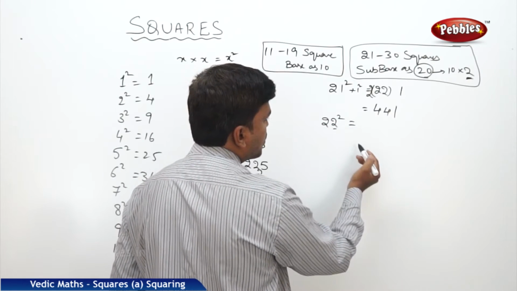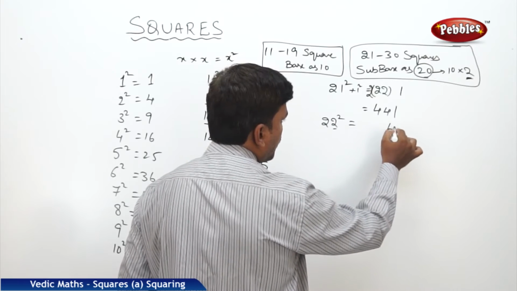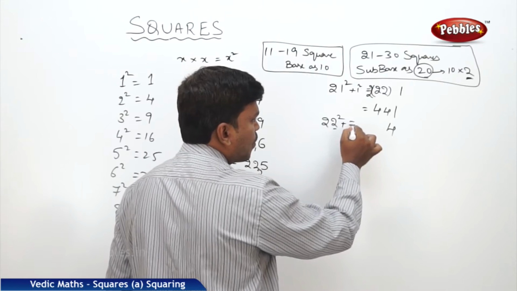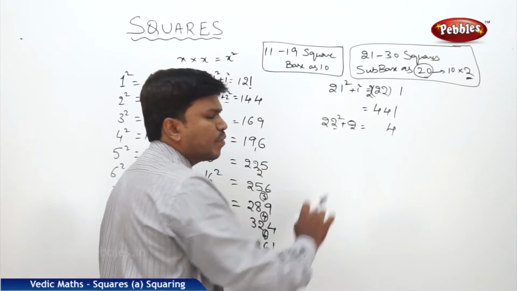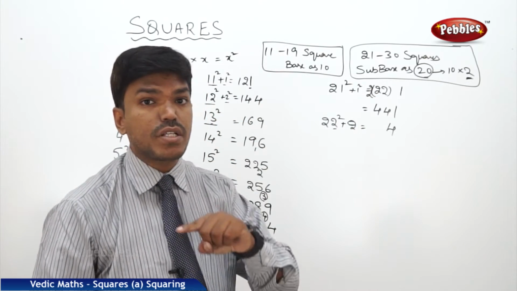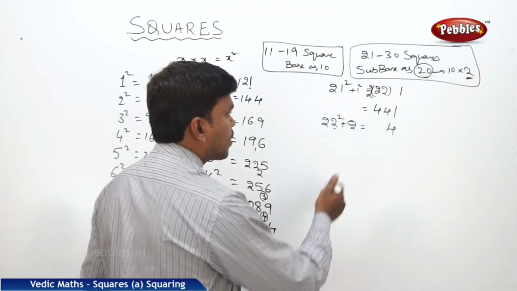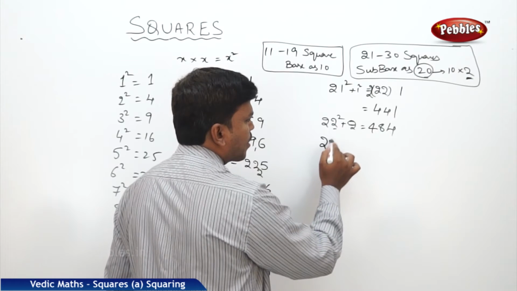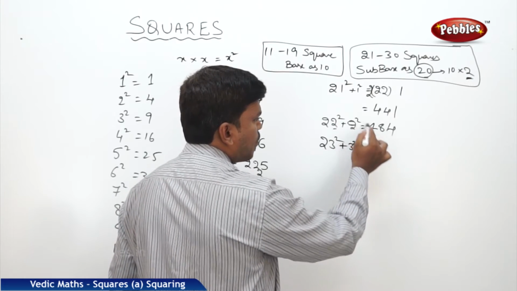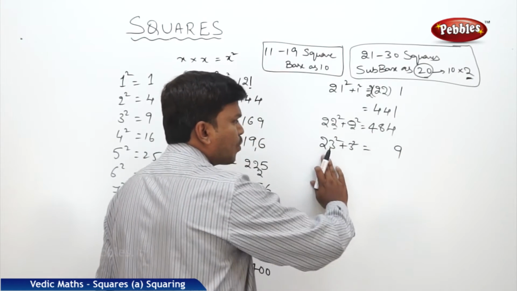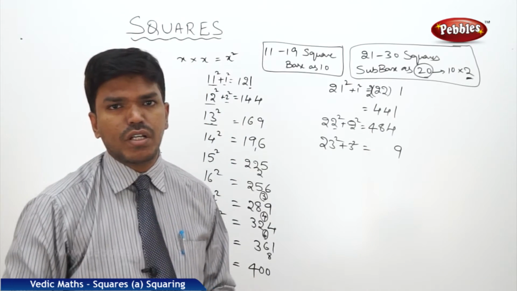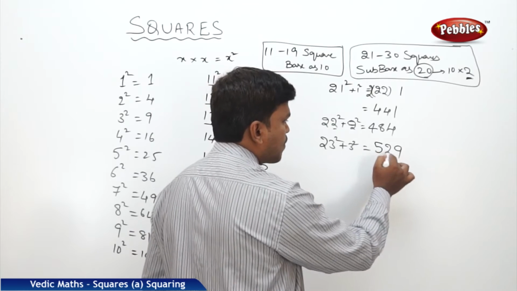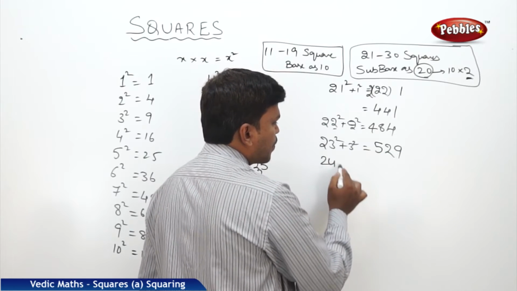Similarly, 22 square I need. So 2 square is how much? 4. 22, and what is the excess number? 2. 22 plus 2, 24. And what is the double of 24? 48. Every time you need to just make double, that's it. 23 square. That means plus 3 square. What is 3 square? 9. 23 plus 3, how much? 26. Make it a double, 52. So your answer is 529.